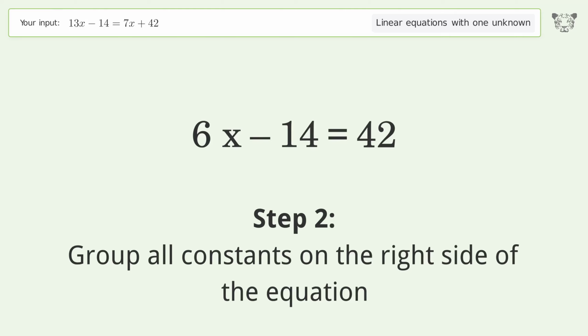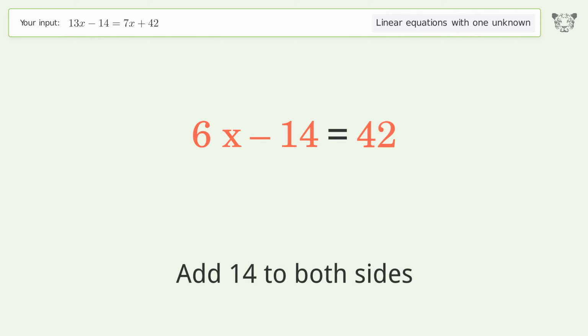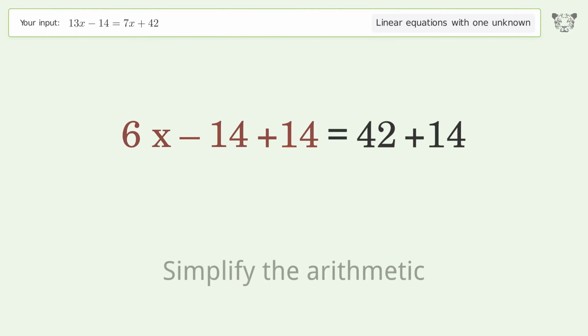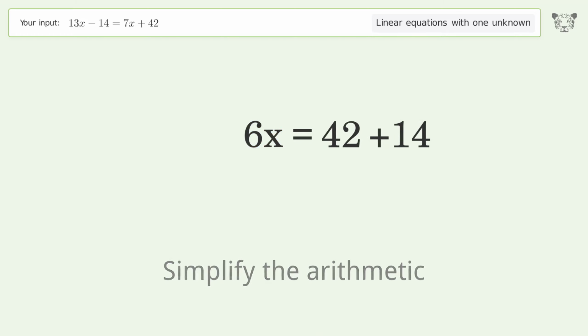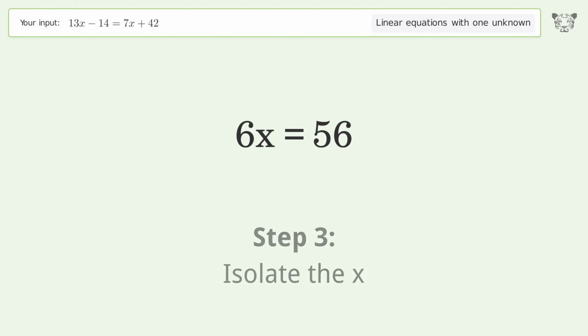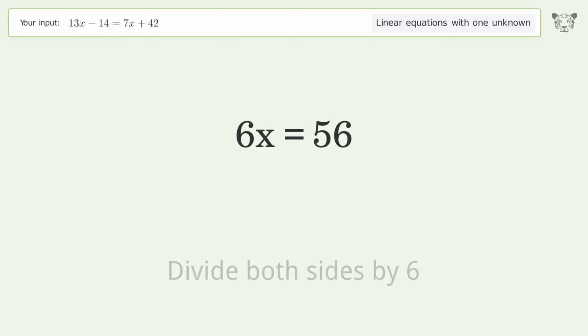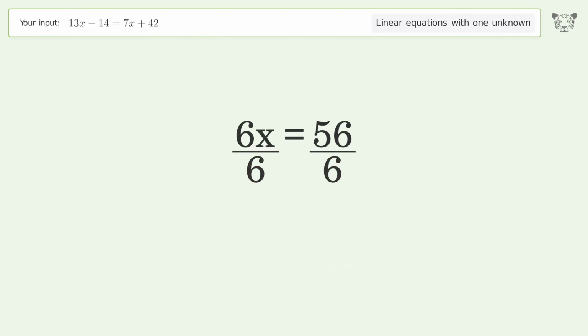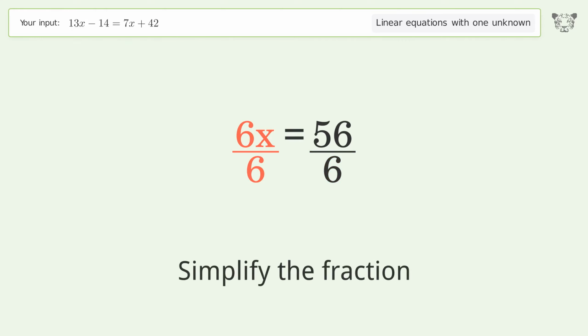Group all constants on the right side of the equation. Add 14 to both sides. Simplify the arithmetic. Isolate the x. Divide both sides by 6. Simplify the fraction.